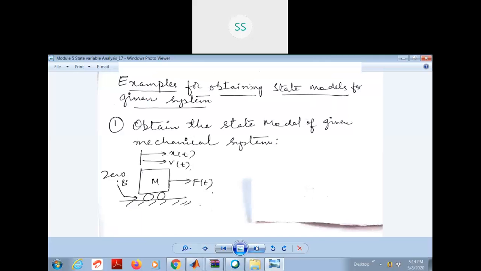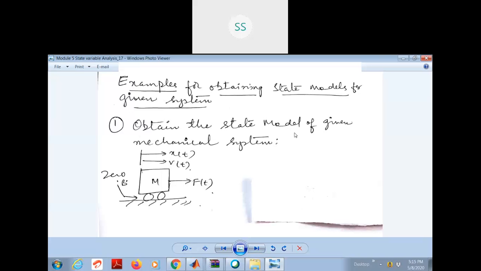Here we have an example to clearly understand how to write the state equations and how to extract the matrices A, B, C and D. Let us again consider the same mechanical system with one mass, zero friction, displacement x of t, velocity v of t, and applied force f of t. So this is the given mechanical system, and for this we have to obtain the state model.